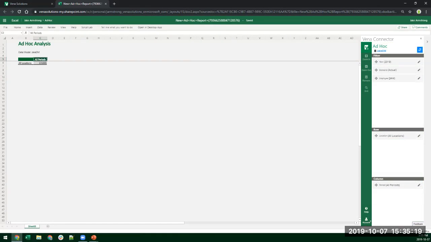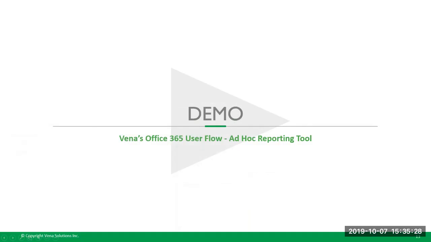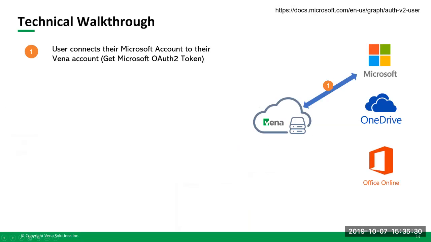Awesome. So I'm going to jump right back into our technical view of what happened. So what happened behind the scenes there? First, we authenticated our Vena account with our Microsoft account. This is important for us to have access for the next step. So let's go through that process.